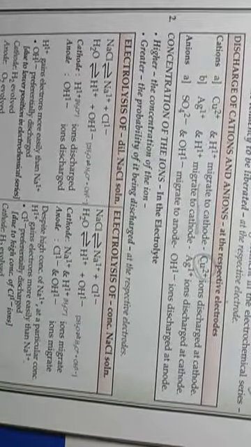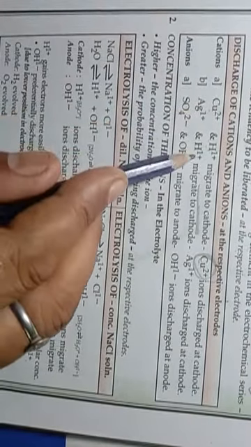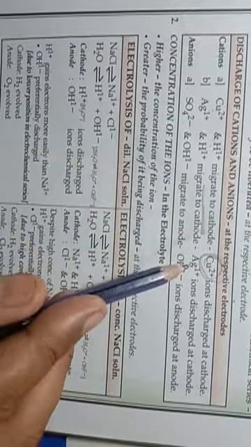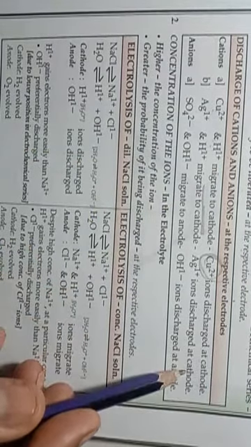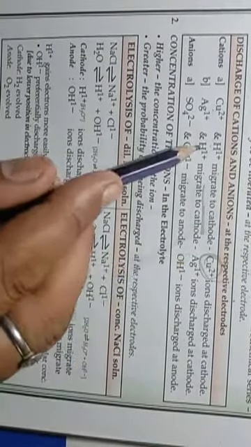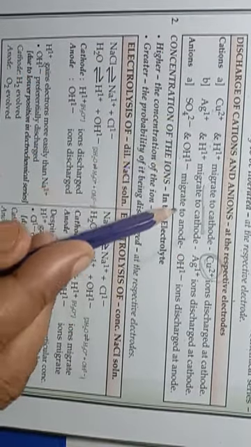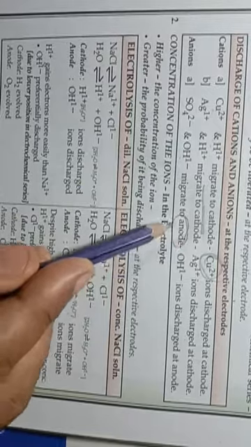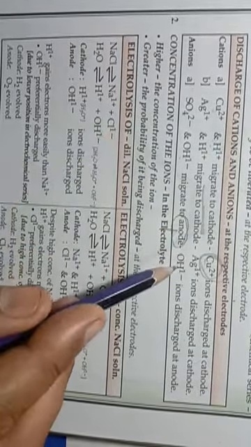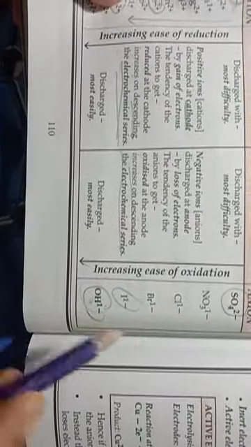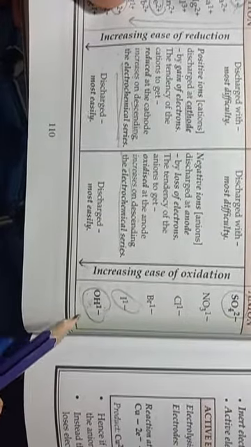Same way, out of silver and hydrogen ion, silver ions discharge at cathode because silver ion is placed below the hydrogen ion. Same way, anions, sulfate and hydroxide ions, will migrate towards the anode. Anode is the positive pole of the cell, and OH minus ions discharge at anode. Why? Because OH minus ions are placed below sulfate ion. Okay, so this will discharge at anode first.